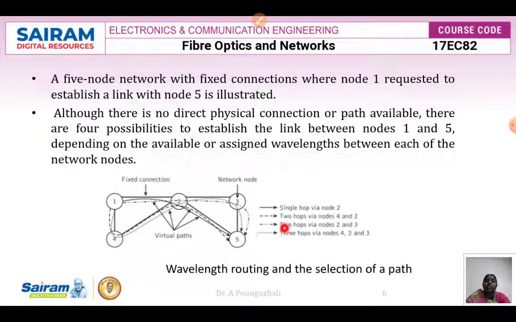So in this case we can see that a single hop via node 2 is going to be the shortest path. So these are nothing but the virtual paths that are going to be established between the nodes. Here we don't have a direct physical connection, and these are the 4 possibilities to establish a link between node 1 and node 5.